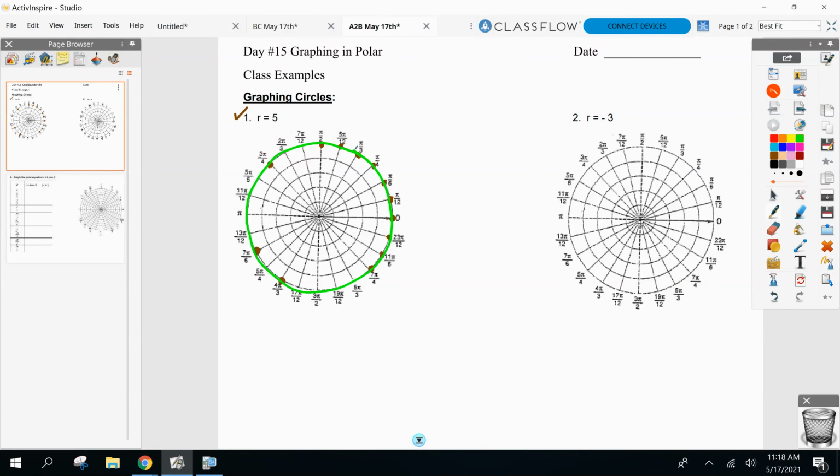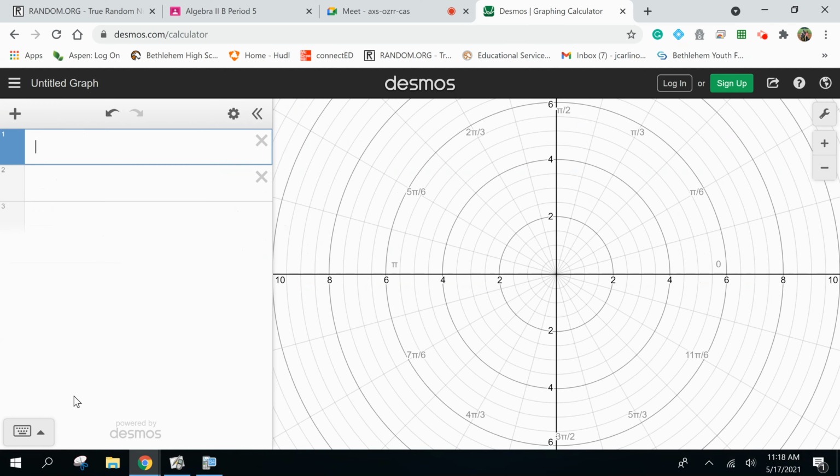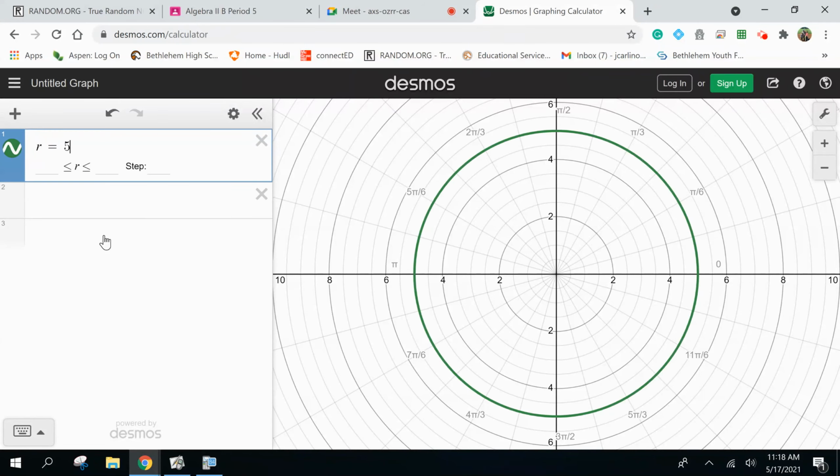And then once you have your circle down, I'm going to allow you to check your graph every time on Desmos, even on the quiz next week. So everyone go to your Desmos tab, lowercase r, it's important it's lowercase, not uppercase. Lowercase r equals 5. There it is.